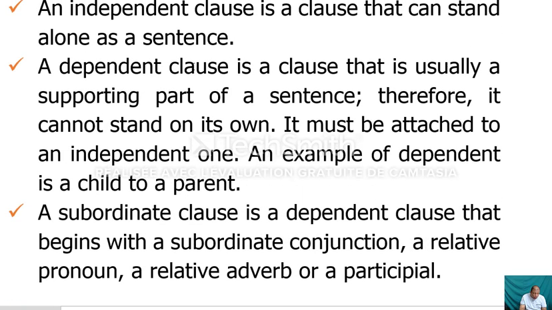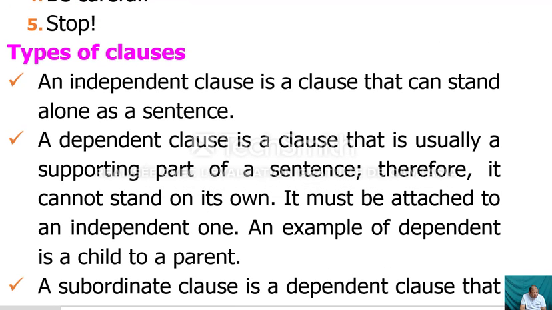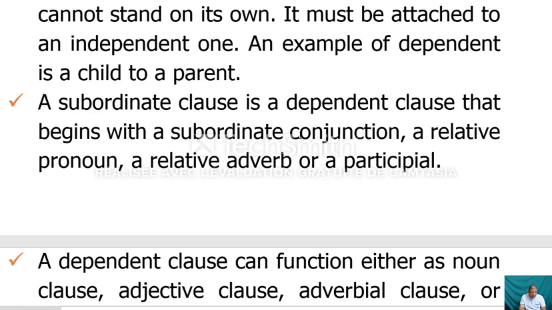So dependent clause can take another name, which is subordinate clause. So when we say a dependent clause, we mean a subordinate clause. It's a question of name, no problem. But when we speak about an independent clause, we speak about the main clause that can stand alone. A subordinate clause is a dependent clause that begins with a subordinate conjunction.